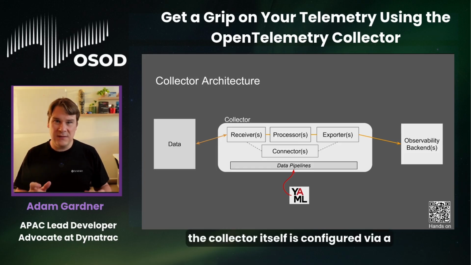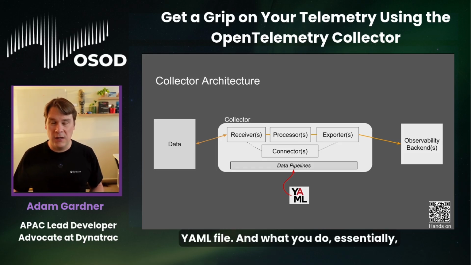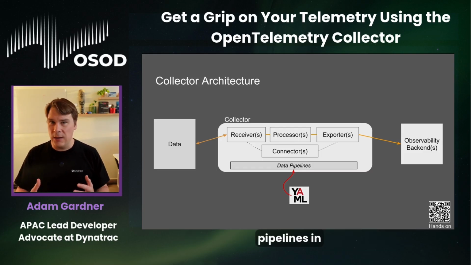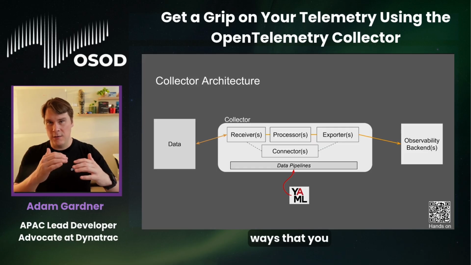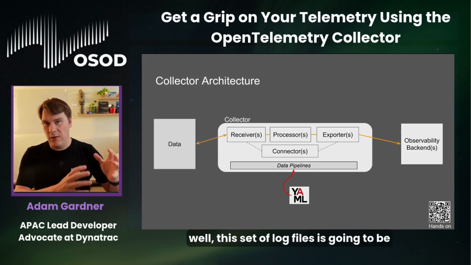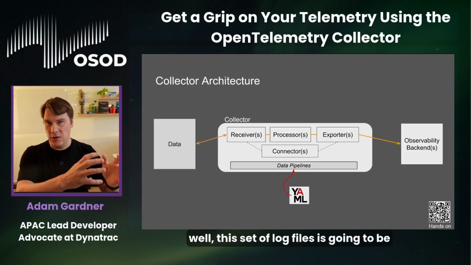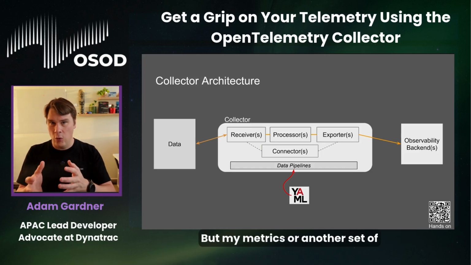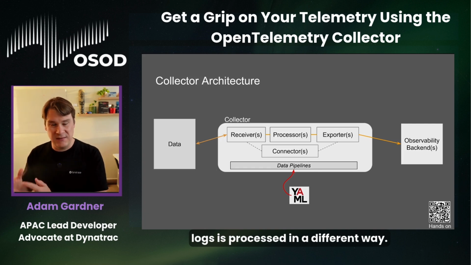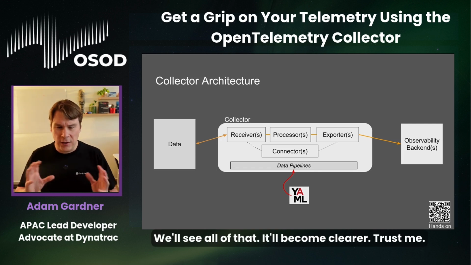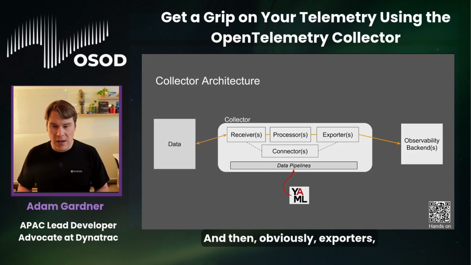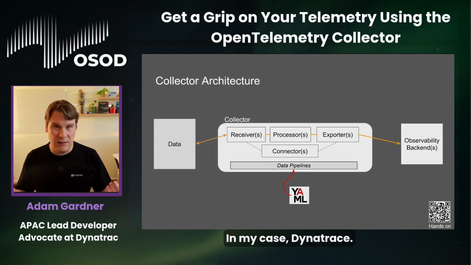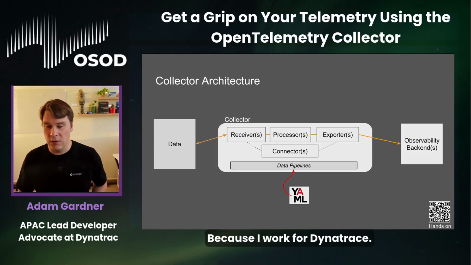Now the collector itself is configured via a YAML file, and what you do essentially is you build up these data processing pipelines in ways that you say, well, this set of log files is going to be processed in this way, and that is one pipeline, but my metrics or another set of logs is processed in a different way. We'll see all of that. It'll become clearer, trust me. And then obviously exporters, we send the data on out to our destinations, in my case Dynatrace, because I work for Dynatrace.